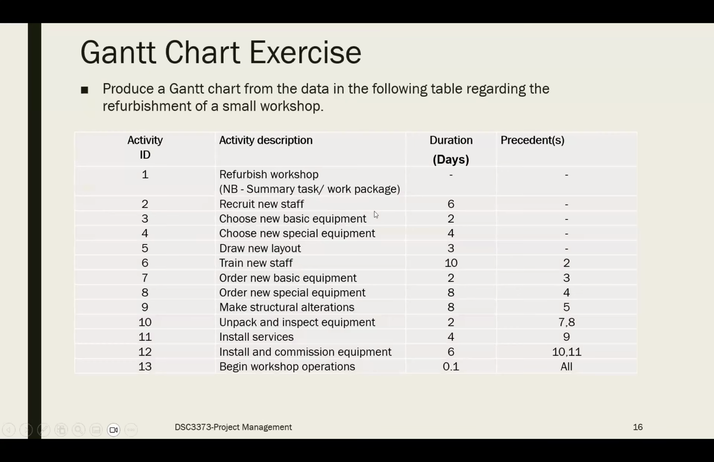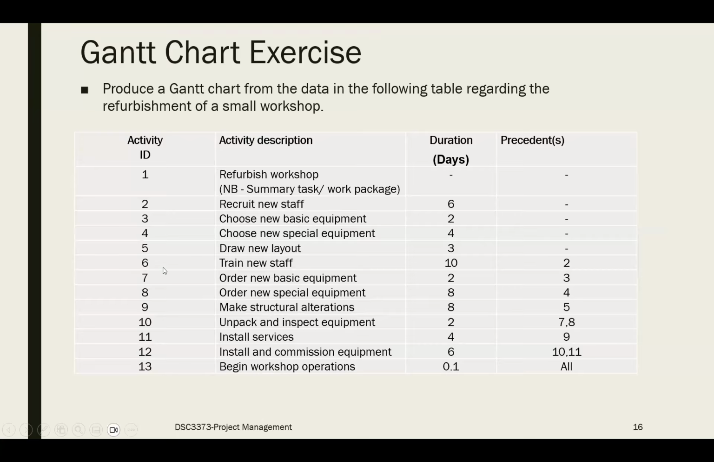Okay, so there is a small active exercise for you. I want you to try it now. You have this information given. You have 13 activities and the activity descriptions. The activity durations have already been given, and they have also given you the precedence. Precedence means what activity needs to be completed before starting this particular activity.